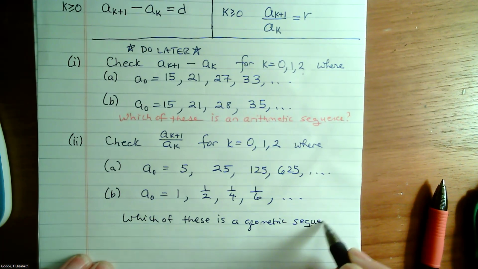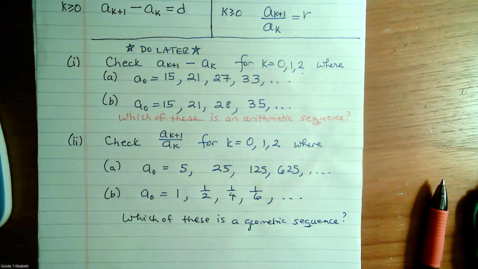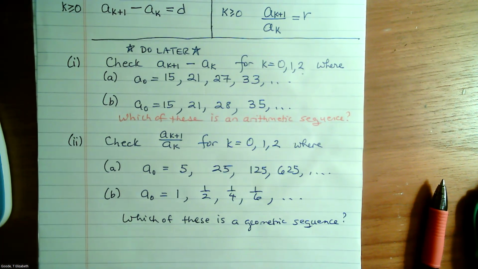Because if you don't have the common ratio work out for every pair of consecutive terms, then it's not going to be what you think it is.